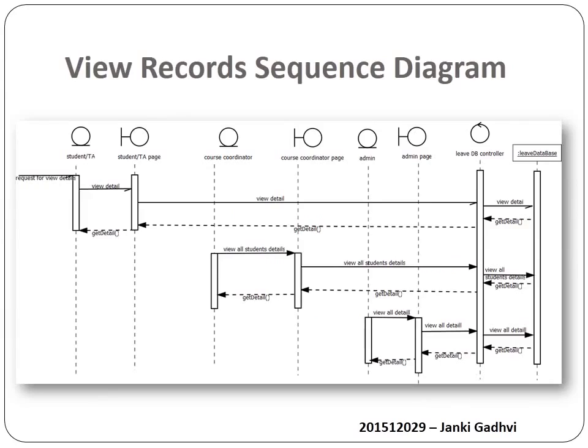It is the sequence diagram for view records. When a student or TA wants to view his details, he will send a request to the leave DB controller via the boundary object. According to the request, all the details would be sent to the student or TA using the get detail method. The same process will be applicable for both course coordinator as well as admin.